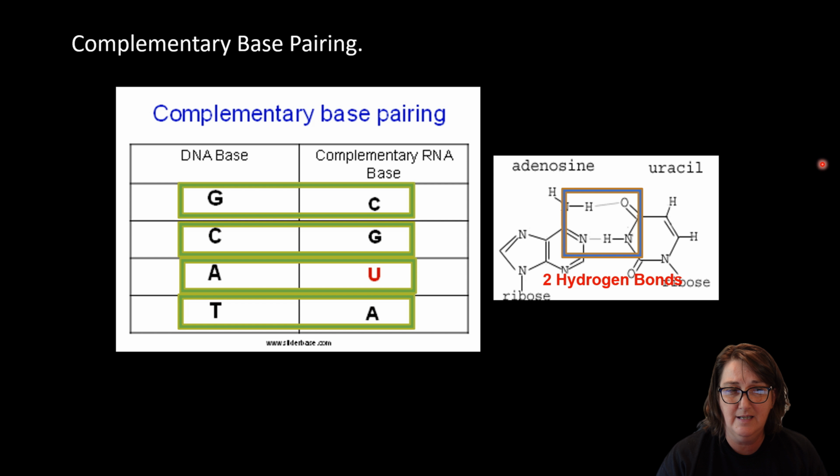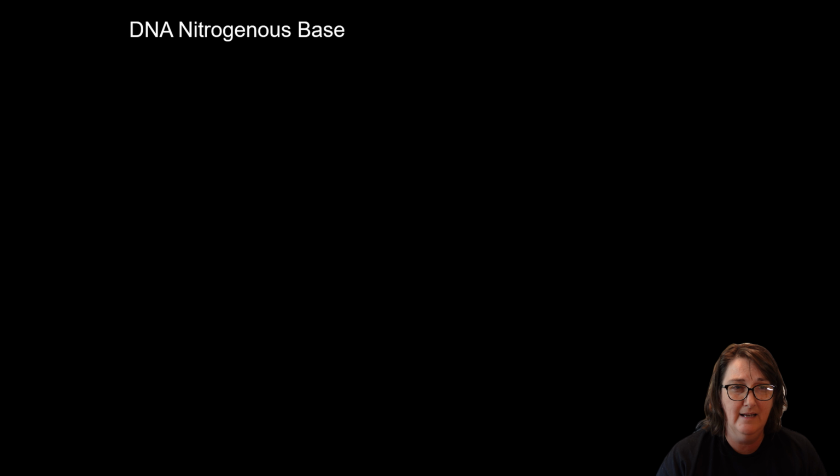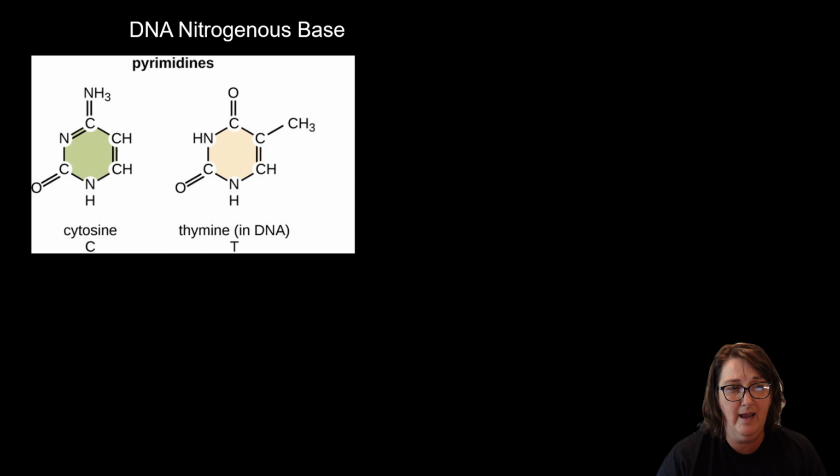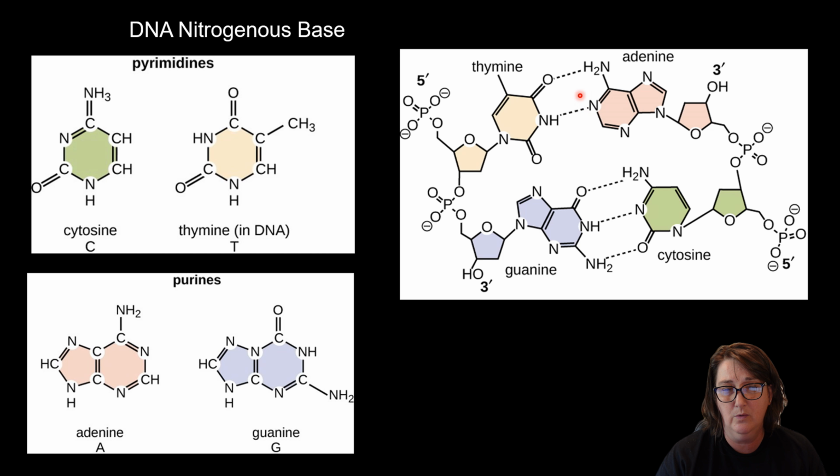And if I have thymine and adenine, I will also have 2 hydrogen bonds. So I have 2 hydrogen bonds here, one here, one here. The DNA nitrogenous bases are adenine, thymine, guanine, and cytosine. My pyrimidines will be cytosine and thymine. My purines will be adenine and guanine. And these will come together.